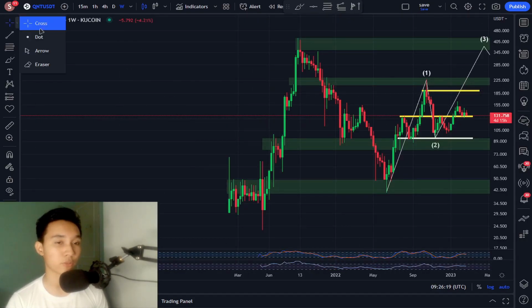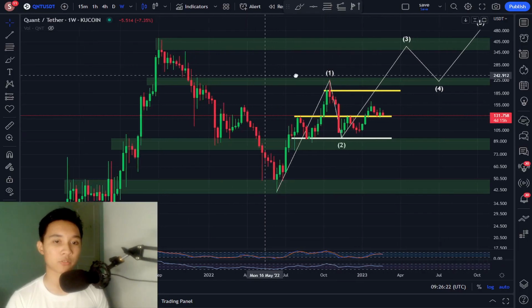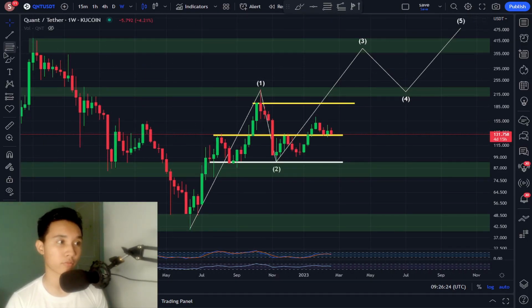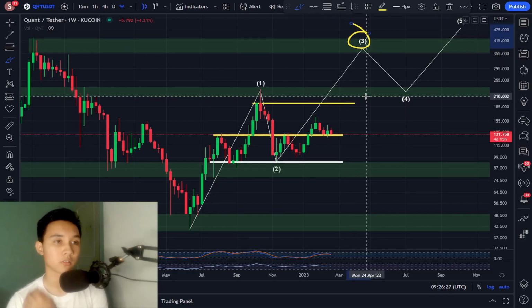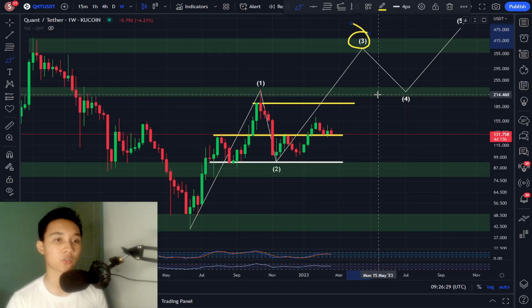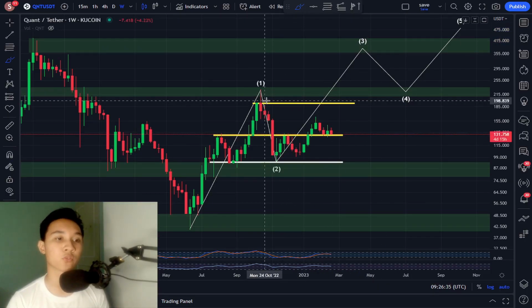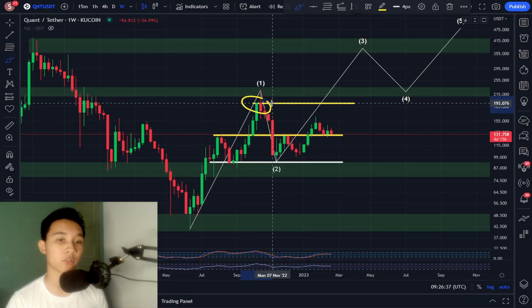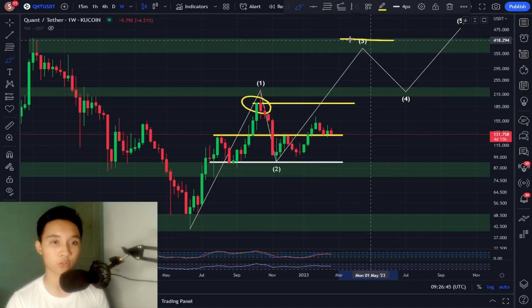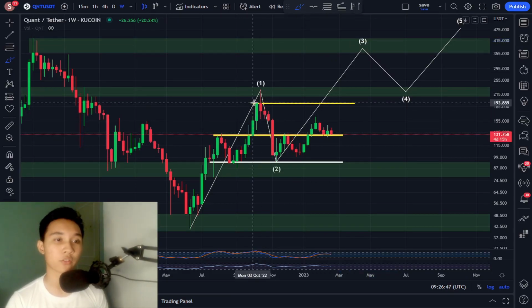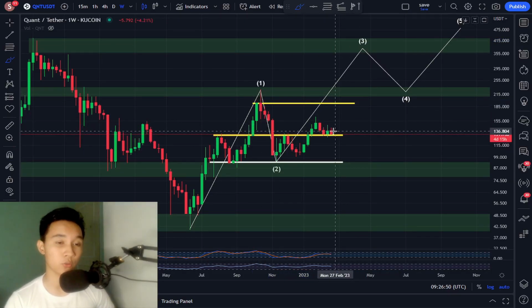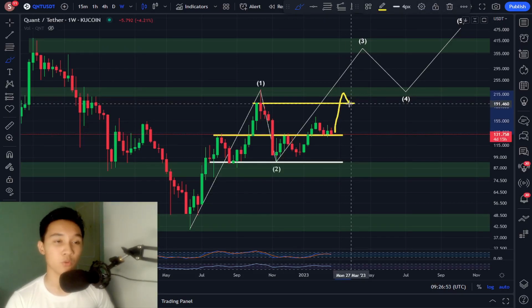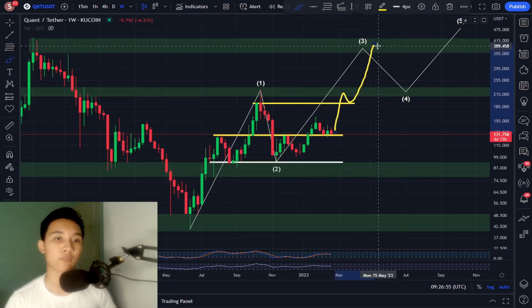And still, my view has not changed in the weekly. I'm still expecting that right now we are on track for the wave 3. But of course, to confirm that we are indeed on track for the wave 3, which by the way is targeted at 400 US dollars, we must break above the swing high right here at 192 US dollars, because it's acting as resistance. So to confirm we are on track for the wave 3 targeted at 400 US dollars, we must first of all break the swing high at 192 US dollars.